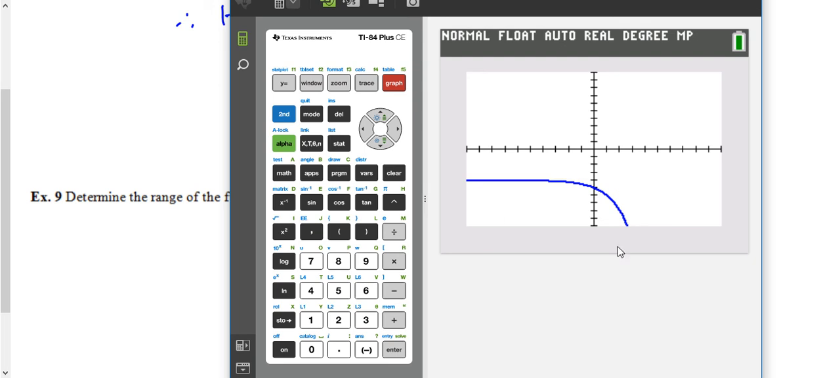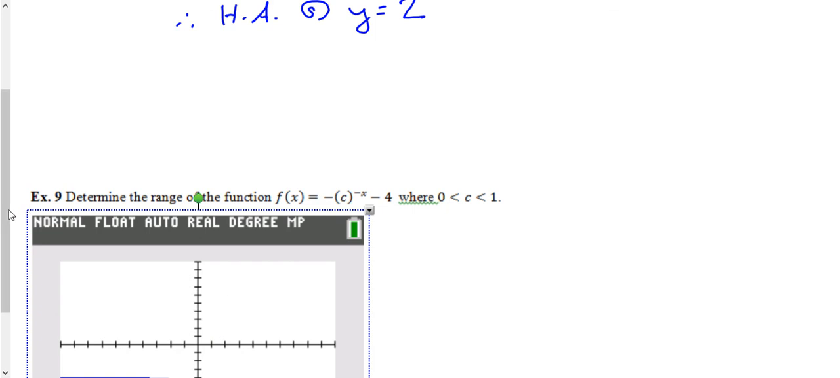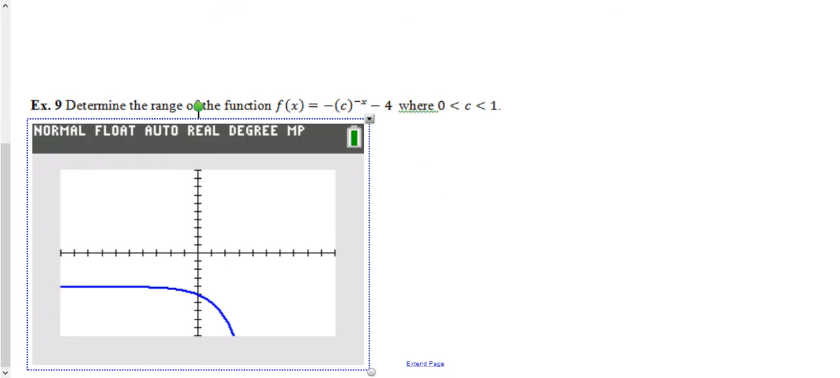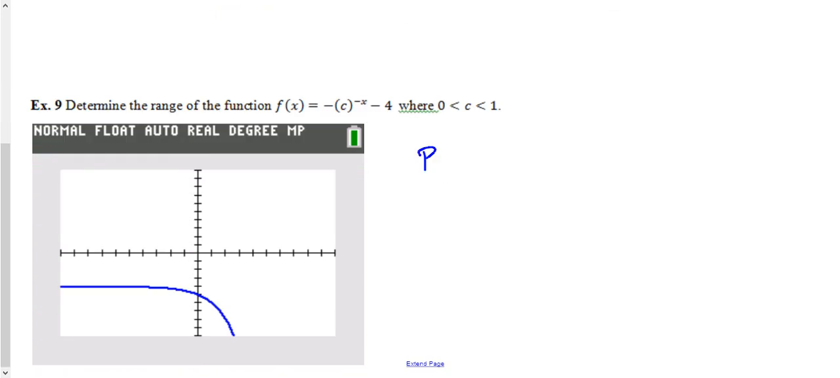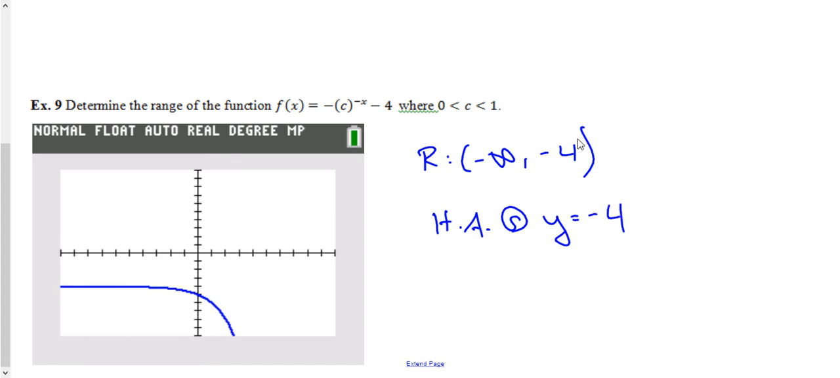Well, how low do you go? Well, the low is negative infinity. How high do you go? It looks like we're skipping a value. That value seems to be -4. So this was my graph, and based off of my graph here, my range is going to be as low as -infinity, as high as -4, not including -4 because we have a horizontal asymptote at y equals -4. So that's why we cannot include it.